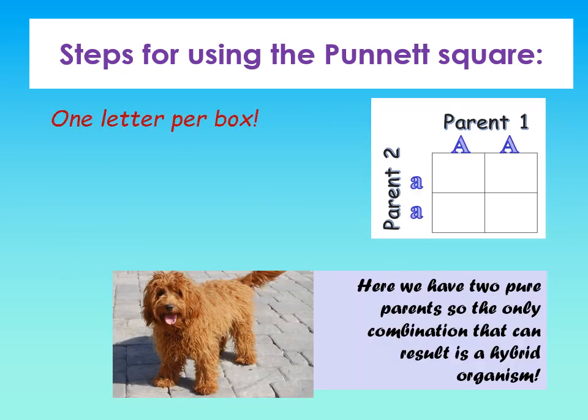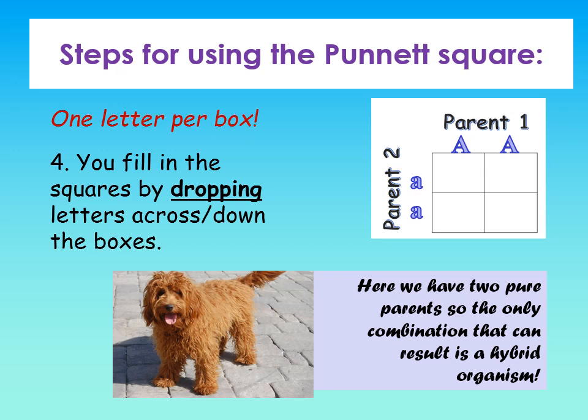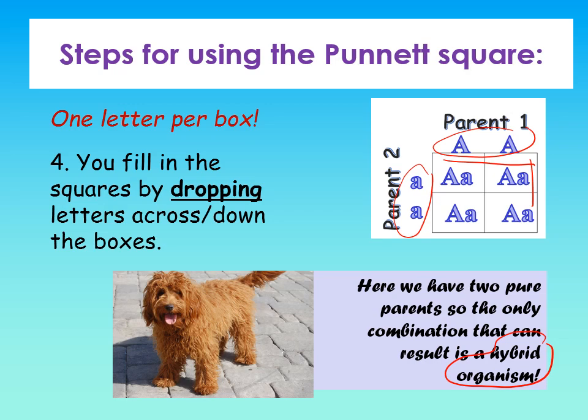So the next step would be to fill in the squares by dropping letters across and down the boxes. So if we imagine that one parent is big A, and the other parent is little a, then the only combination that can happen is big A, little a. So all of their babies would be hybrid organisms.